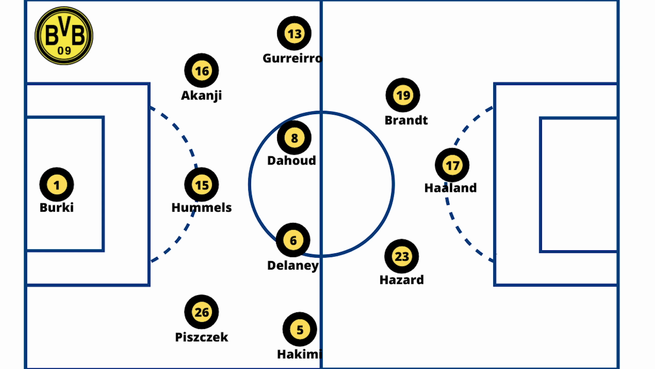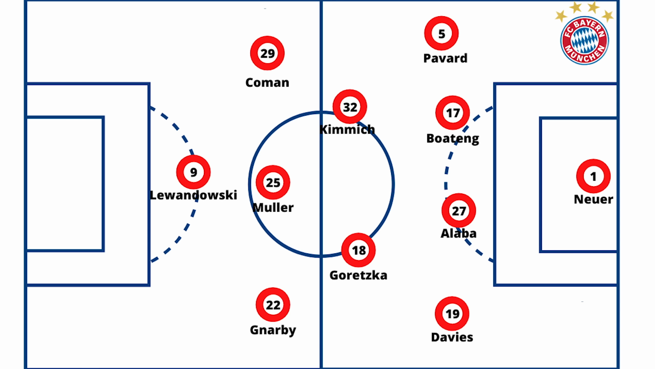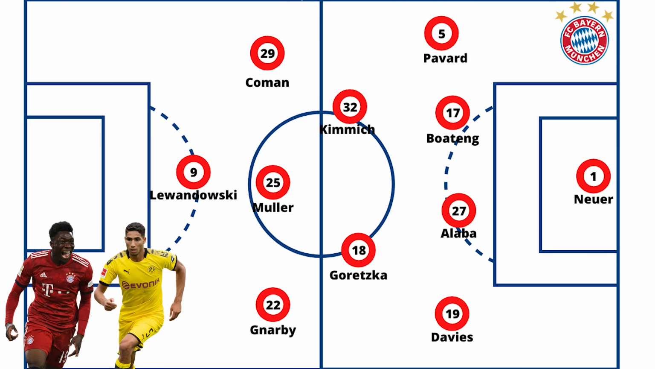Now let's get started with the formation from each side. There was no change in Dortmund's formation, with their 3-4-2-1 setting up with Haaland at the top as the target man. For Bayern Munich, playing with a 4-2-3-1 formation, the clash between two speedy players like Alphonso Davies and Hakimi will be really interesting to witness.